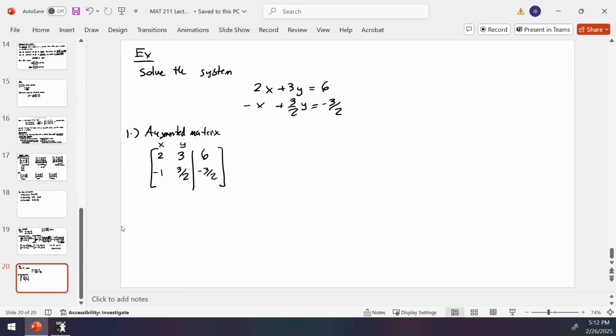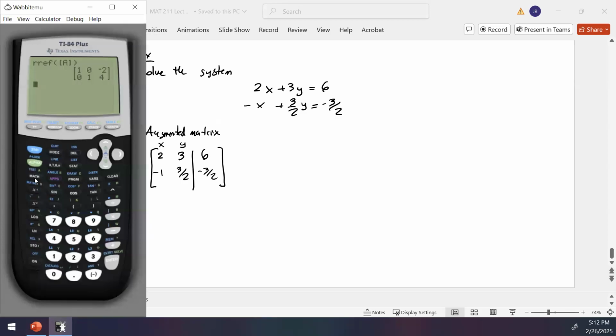And just to show you this, you could go straight into your calculator. Second matrix, edit, press enter, enter, enter. 2, 3, 6, -1, 3 divided by 2, -3 divided by 2. Second, quit, second matrix, math, up arrow to get there faster, RREF, second matrix, A, and there's my answer, 2.25 and 1/2. We're done. That's how fast the calculator does it.